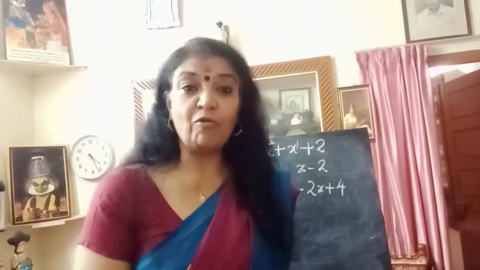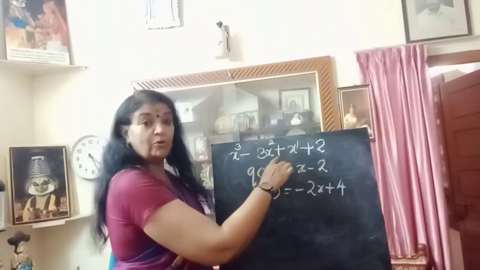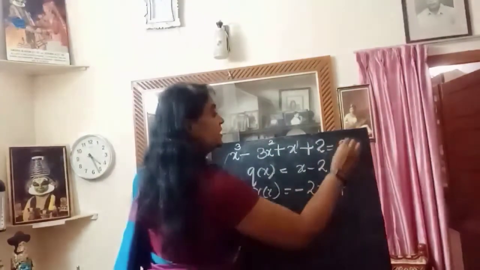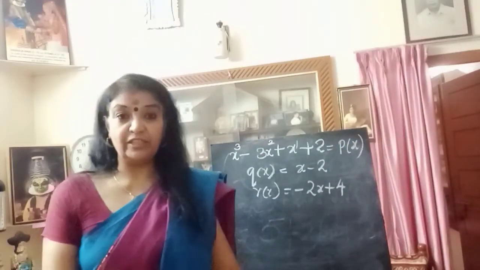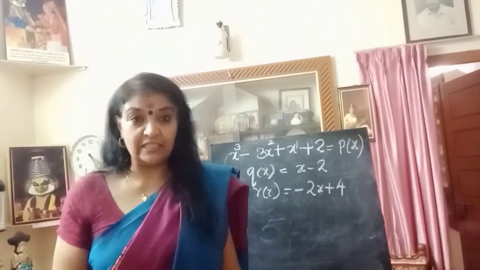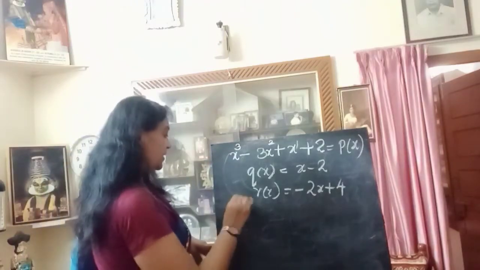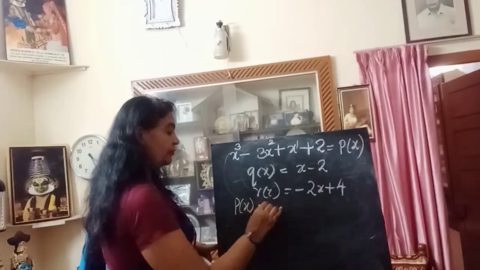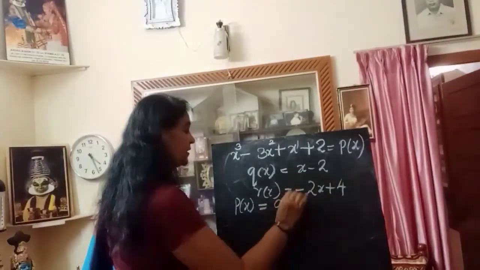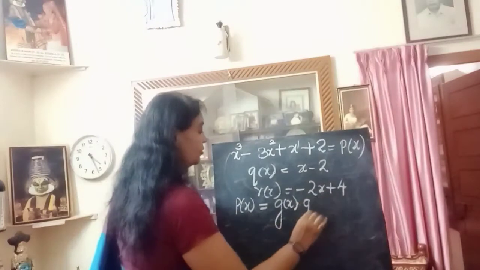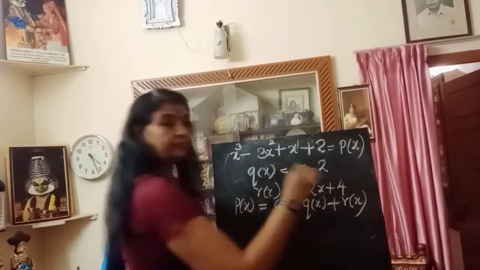So the missing polynomial is g of x. Then what is this? This polynomial is our dividend, that is p of x. Now you don't have to write dividend equal to divisor; we can apply these letters only. That is dividend p of x equal to divisor, that we have to find out, g of x, into quotient q of x plus r of x.